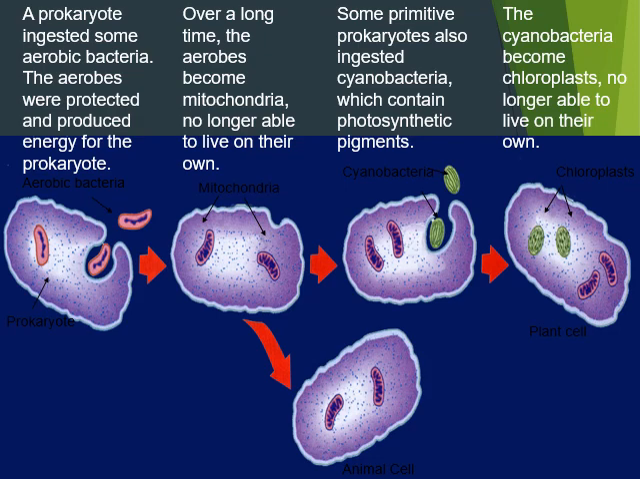The ones that they ate up were protected, and for some reason, they were living inside of them and actually helped to produce energy for that other bacteria. And over a long period of time, those new bacteria became mitochondria. They were no longer able to live on their own because they lived inside that bacteria for so long. And so some primitive prokaryotes also ingested these other kinds of bacteria which contain photosynthetic pigments. And then those also were no longer able to survive on their own after long periods of time and became chloroplasts.